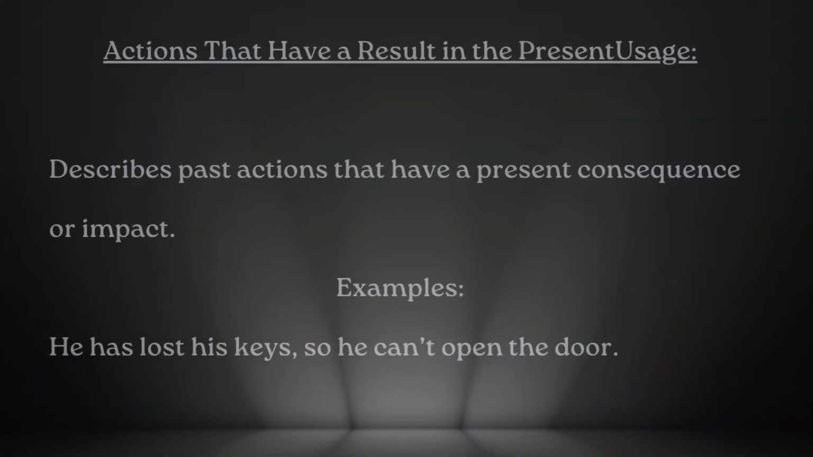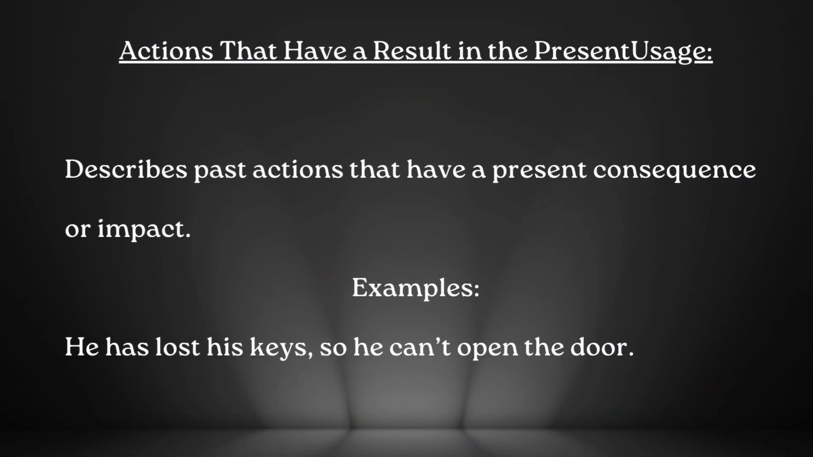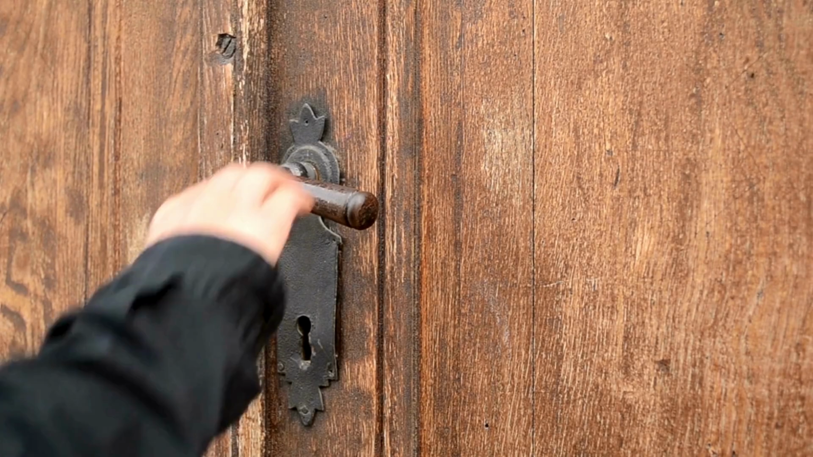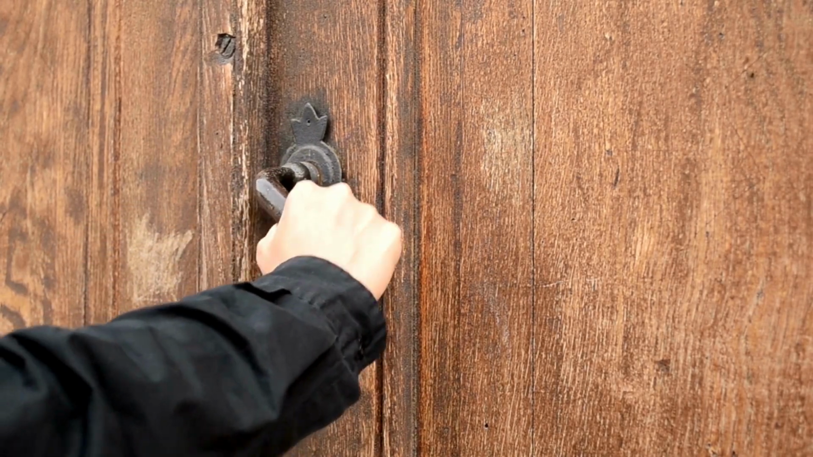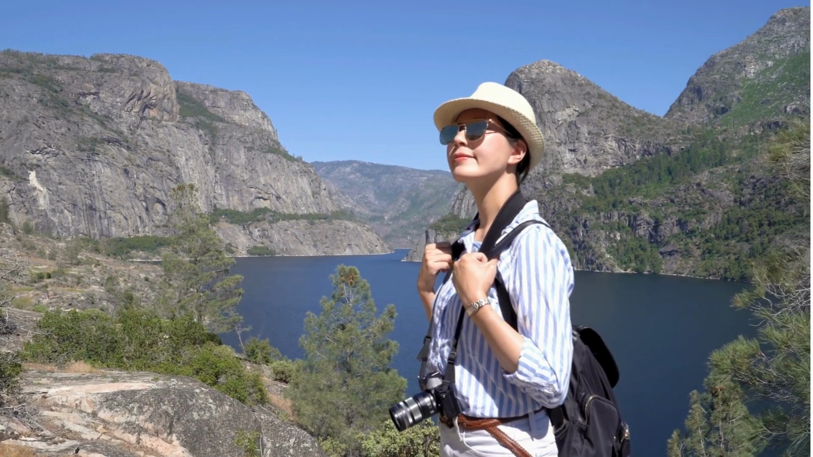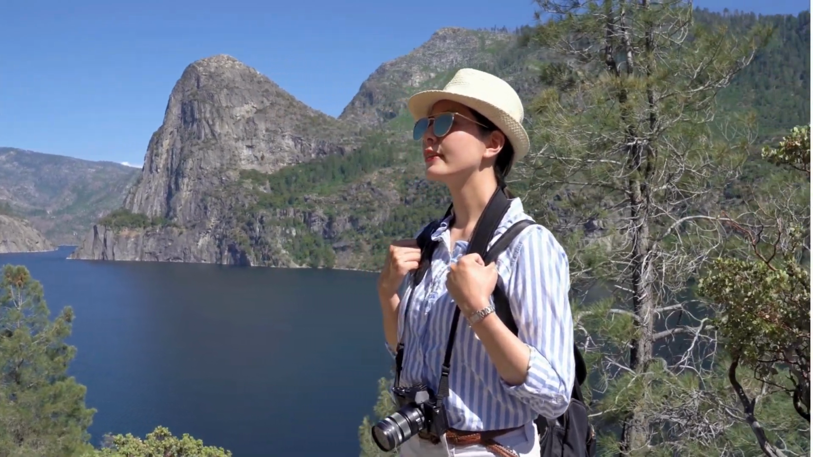Next, we use the present perfect tense to talk about past actions that have a present consequence or impact. Imagine this. He has lost his keys, so he can't open the door. The past action directly affects the current situation. Life experiences are another key area where the present perfect shines. When we talk about things we've done without mentioning when, we use this tense. For example, she has traveled to 5 different countries. This reflects on the experience up to now.